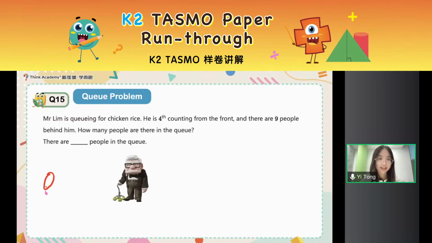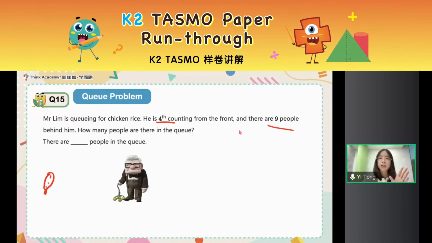So then I have, oh, where is my bone? Okay, yes, here. It's the bone. And the chicken. Here's my chicken. And now, Mr. Lim is queuing for chicken rice. He is 4th, counting from the front. And there are 9 people behind him.